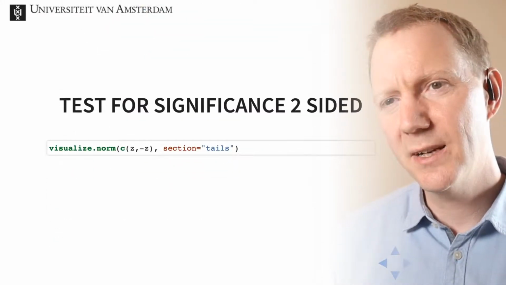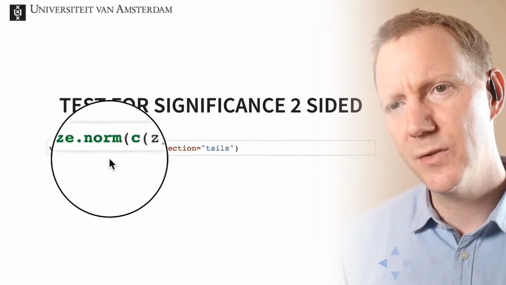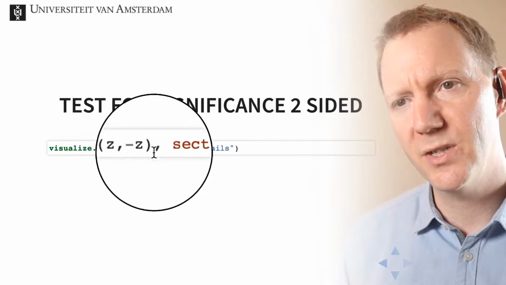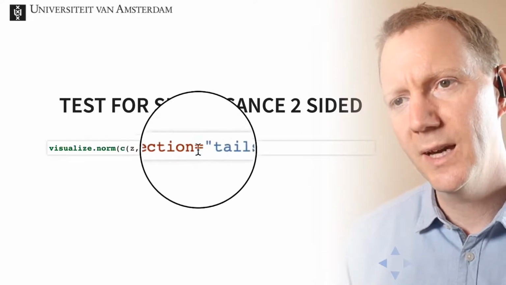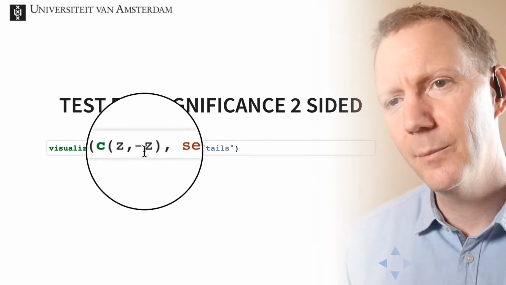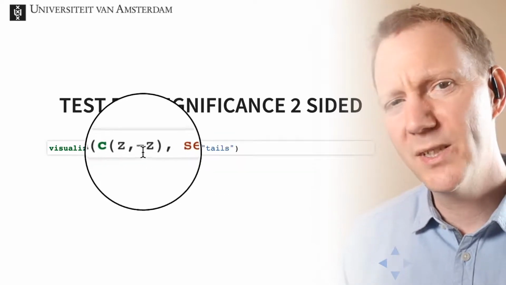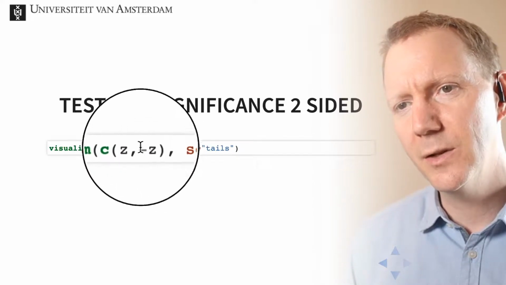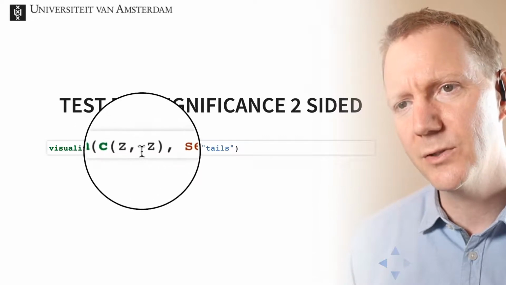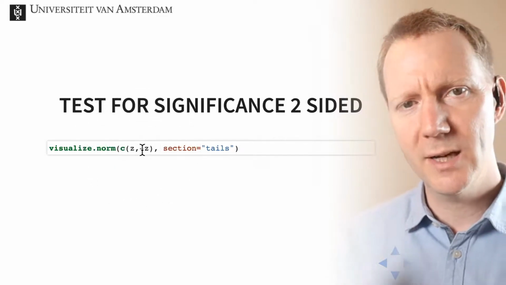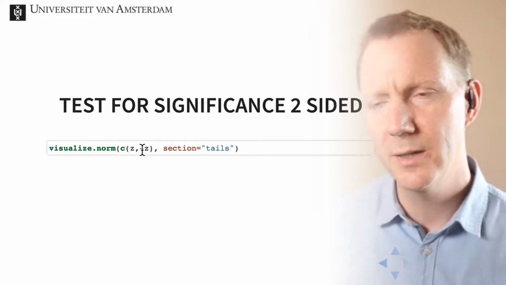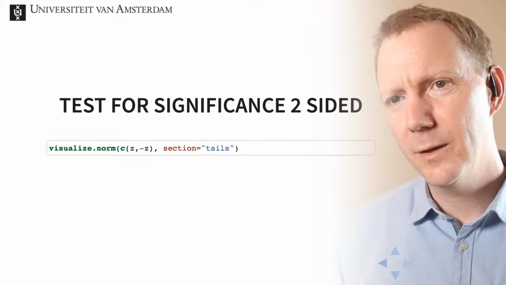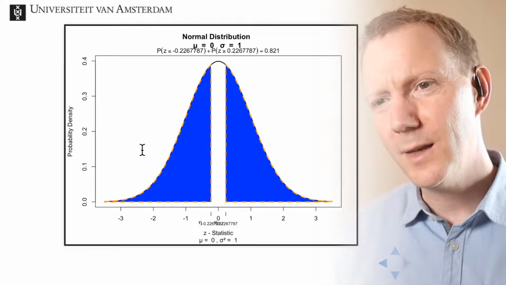We could also test two-sided, of course, using the same visualize function. Then we have to give the visualize function a positive and a negative z value, and we set the sections to tails. I saw a question, I think in the forum, or someone mailed me, if it matters if the negative number goes first and the non-negative goes second. I think it doesn't matter, so you can interchange these both, and you will get the same results. So if we do that, then we end up with this.